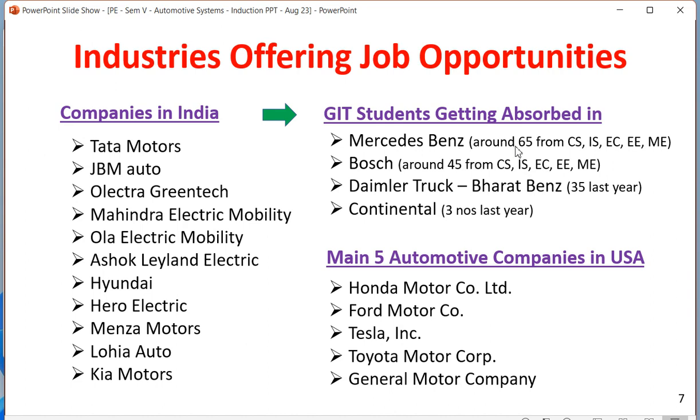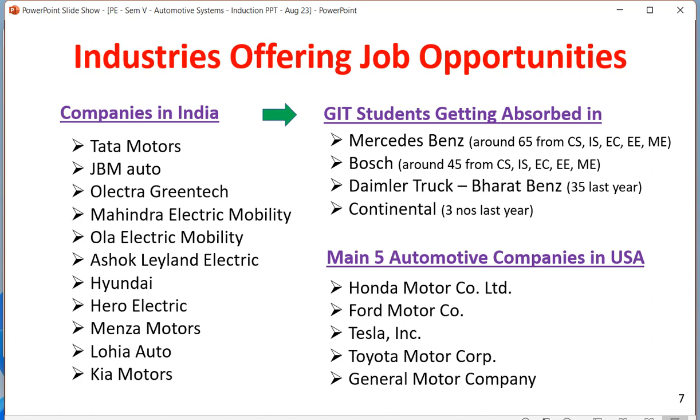In the last 3-4 years, I have seen around 65 to 70 students selected from CS, IS, EC, EE and ME, and as far as I know, around 20 to 25 students from EC were selected in Mercedes-Benz in the last 3-4 years. Bosch recruited around 20 students from EC last year, and Continental, out of the campus, selected around 3 the previous year. So we will prepare for these campus placements also. They are highly paid companies, and you will definitely have a bright future.